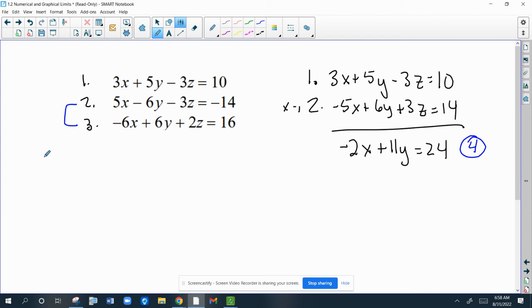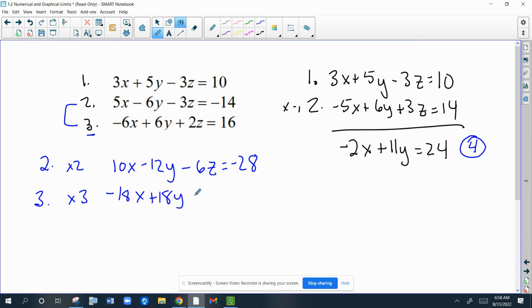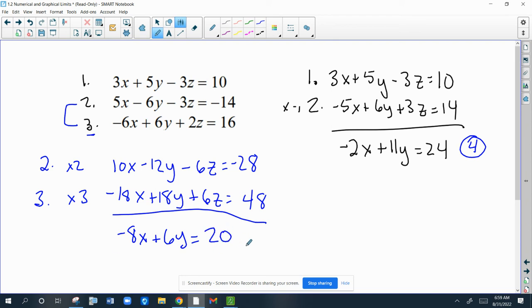So again, equation number 2, I'm going to multiply that by 2, and I'll get 10x minus 12y minus 6z equals -28. And then for equation number 3, I'm going to multiply that by 3, and I'll get -18x plus 18y plus 6z equals 48. So you can see there is a lot of places to make mistakes. Hopefully I did not. When I add these together, I get my fifth equation.